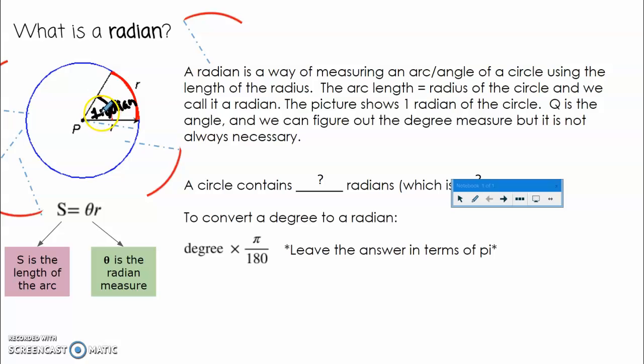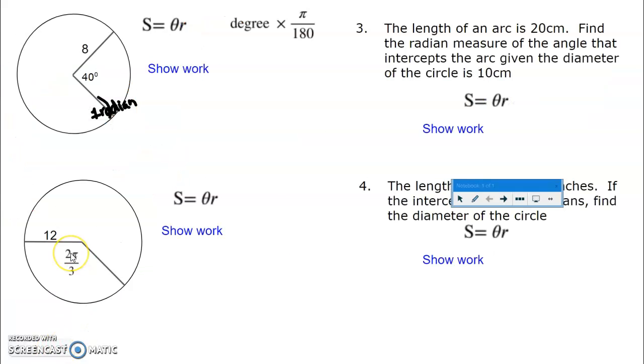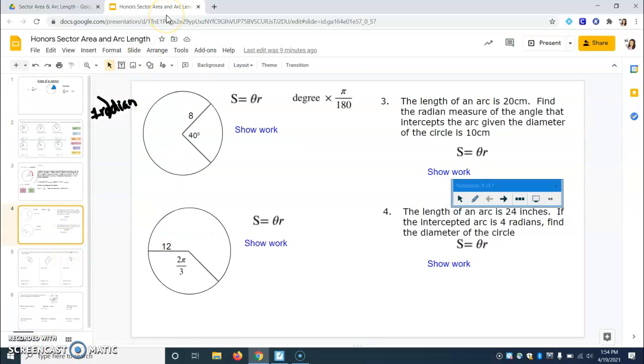A lot of times radians are in terms of pi, but they can also be converted. That's one of the things that we're going to do throughout the year: convert back and forth between degrees and radians. So these little pieces are there for you to drag over. And I'm going to just drag mine kind of quickly. Let me see if I can get out of this.